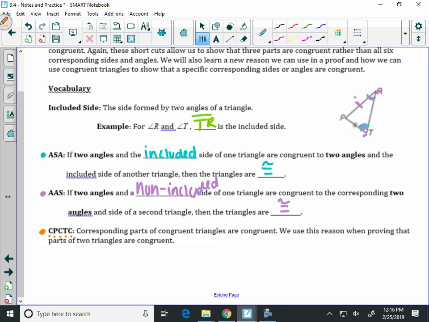You don't have to worry about it as much now because we have word banks, or it's going to be written there for you. But we used to have to memorize that. So it used to be a saying, but just look for those letters. CPCTC. Corresponding parts of congruent triangles are congruent. Questions over that?